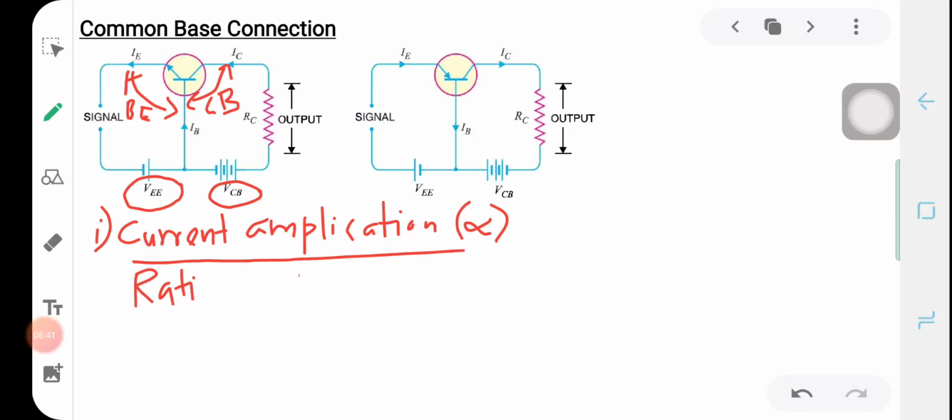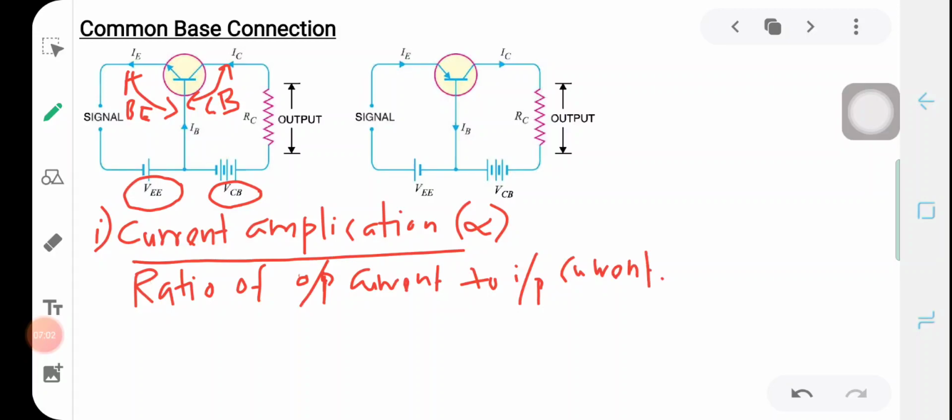In the case of a common base configuration, the input current is the emitter current and the output current is the collector current. So using this definition, the current amplification is the ratio of the output current to the input current. The output current is the collector current and the input current is the emitter current. So we can represent alpha is equal to IC divided by IE, the input current.